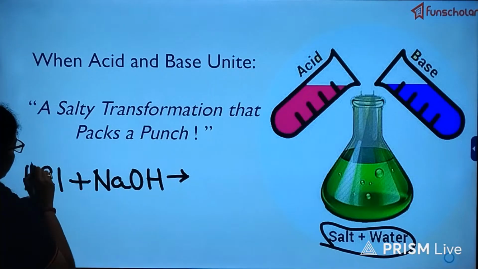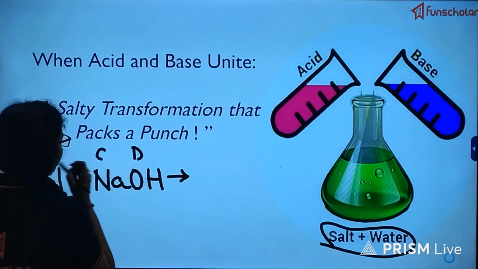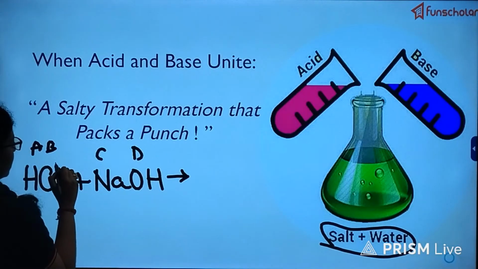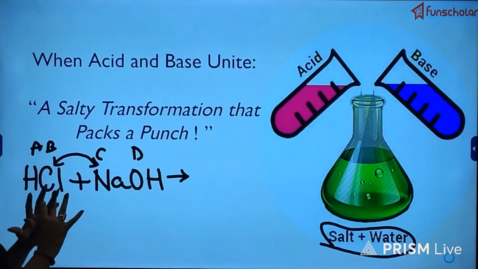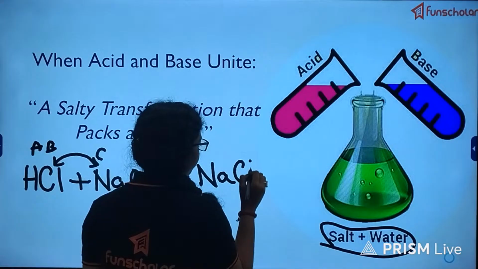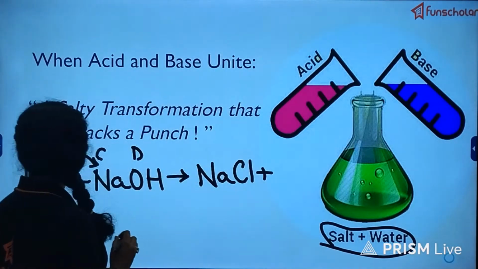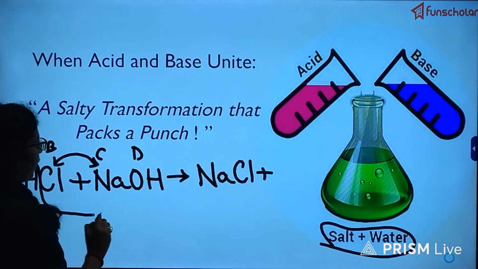If this is A and B, and this is C and D, then you will see that these two will come together, then the remaining will come together.